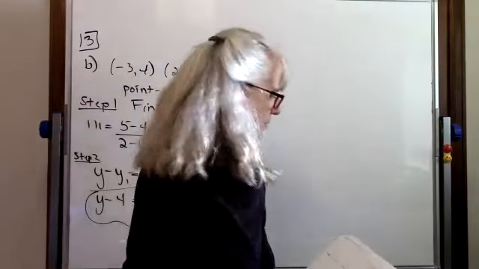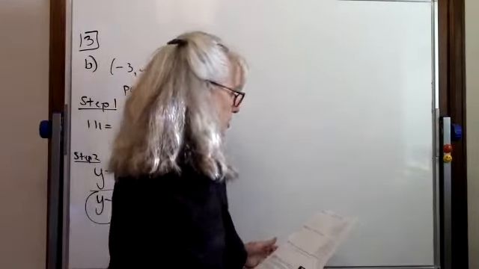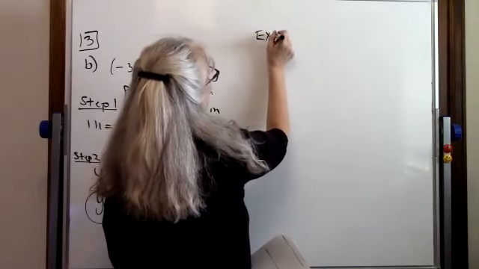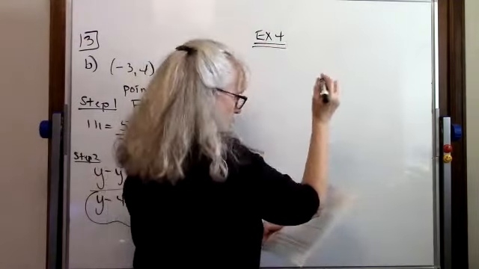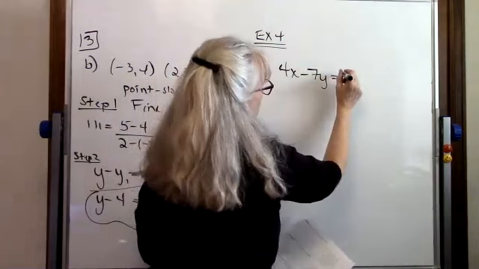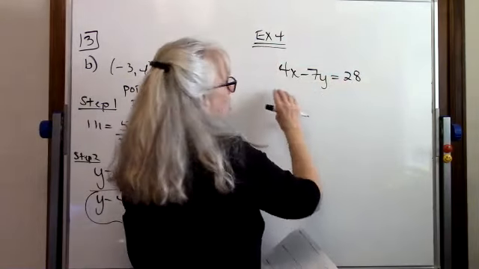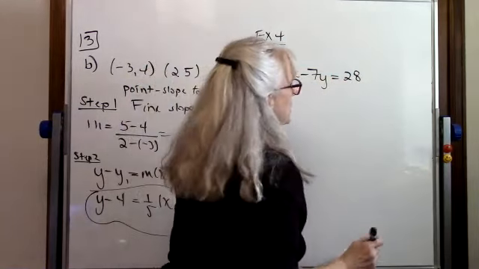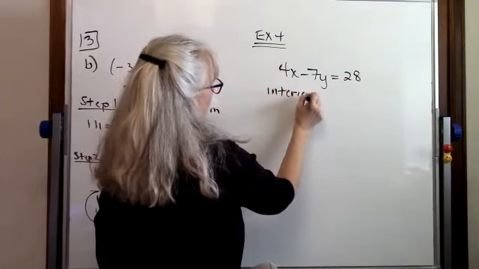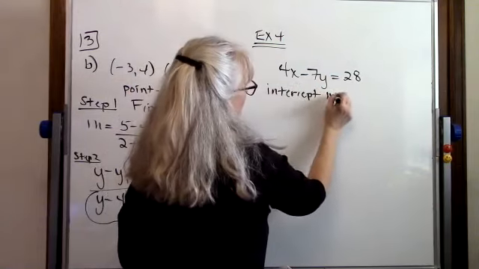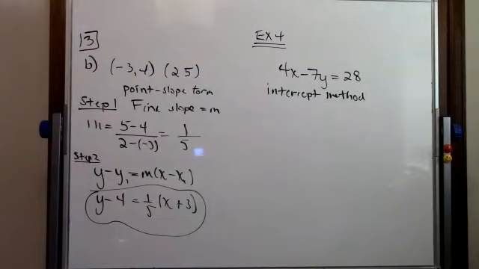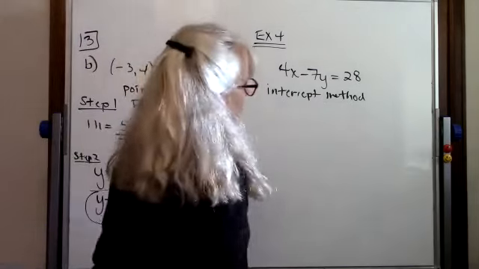So let's see if we can graph using the intercept method. This is example 4. What we have this time is an equation that's given to us in general form. General form has the x and the y on the same side, no fractions, and x positive. And they want us to use the intercept method. Well, the intercept method is literally using both the x and y intercepts to graph the line.